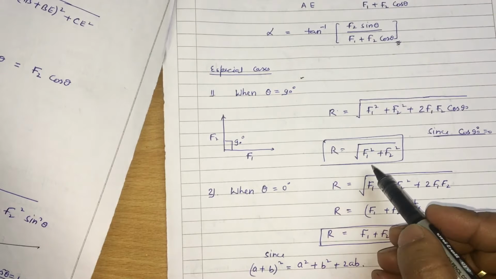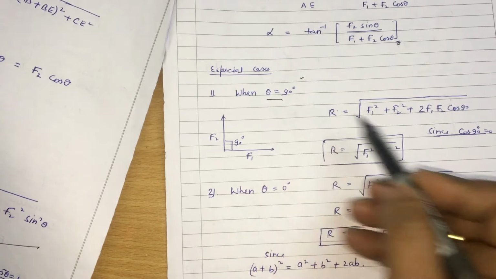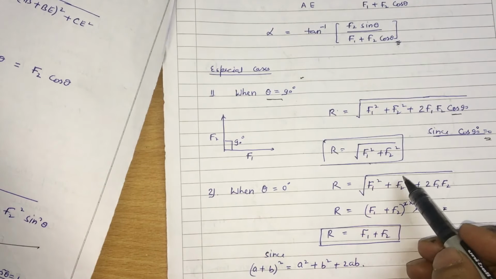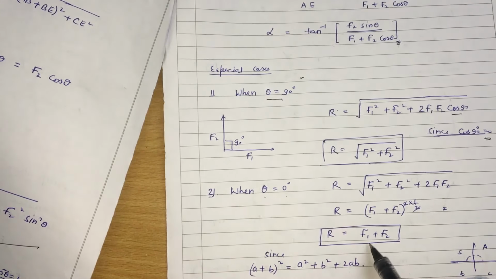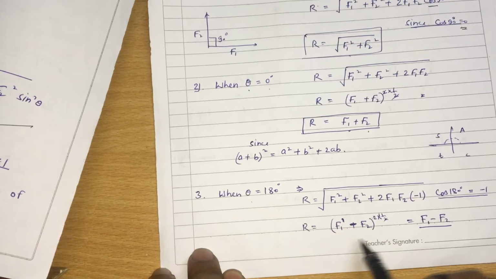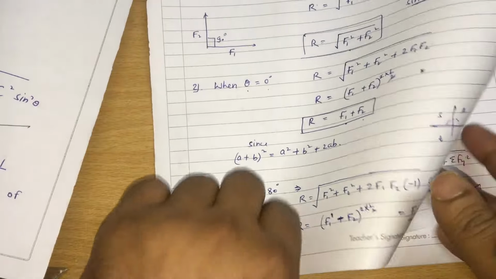So R is equal to root of F1 square plus F2 square if theta is equal to 90 degrees, since cos 90 is equal to 0. Now if theta is equal to 0 degrees, R is equal to F1 plus F2, and if theta is equal to 180 degrees, then R is equal to F1 minus F2. It's so simple.